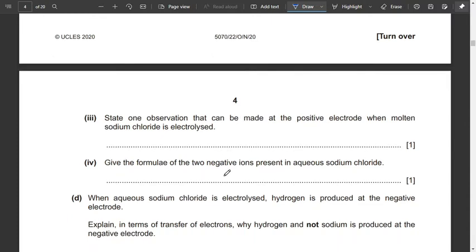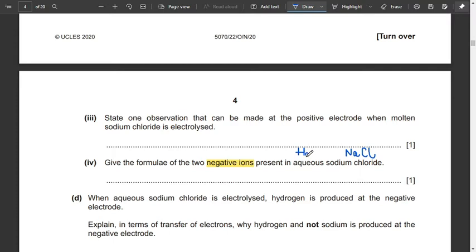Now part 4 says, give the formula of the two negative ions present in aqueous sodium chloride. We're supposed to write a formula over here for the two negative ions. Let's mark this. Basically there are two negative ions over here. So we have sodium chloride, which is NaCl, and we have aqueous. Aqueous means it contains water, so it has H2O.